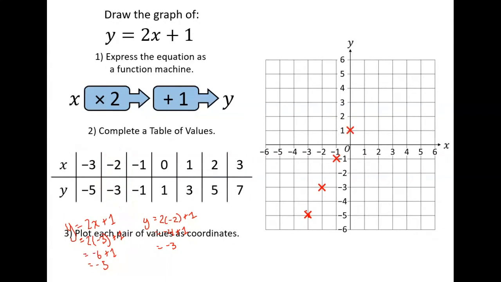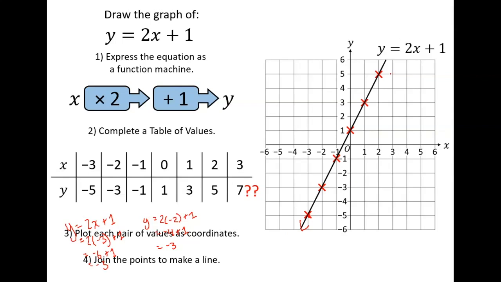-1 and -1, 0 and 1. So x is 0, y is up 1. 1 and 3, 2 and 5, and 3 and 7 is off the graph. So we could graph it on a bigger piece of graph paper, but in this case it's off the graph, but that's okay. We have more than enough points to give me that drawing of my line. And then I write my equation.